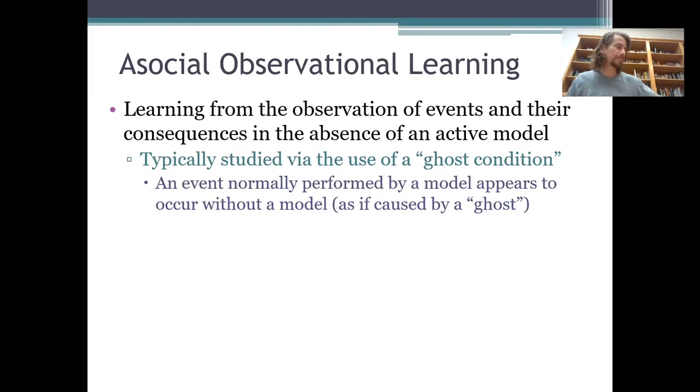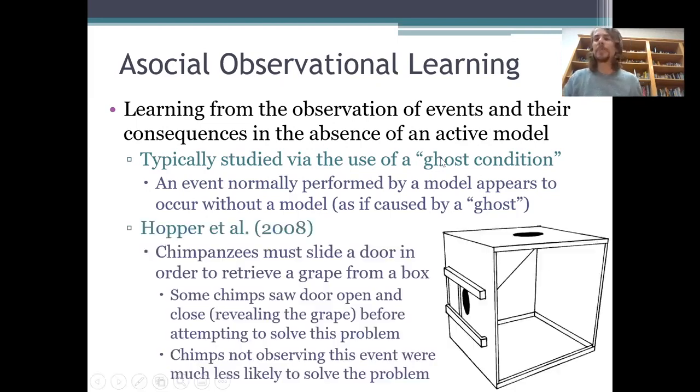Okay. So for example, in this study by a woman named Lydia Hopper and her colleagues, what they did was they first presented chimpanzees with a box like this that had a grape inside of it. And to get the grape, the chimps had to slide open a door on the front of the box. Now, in one condition, the chimps had to figure that out entirely on their own.